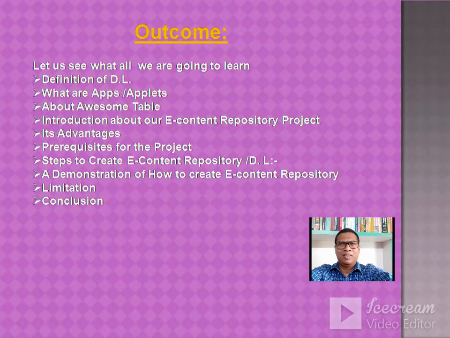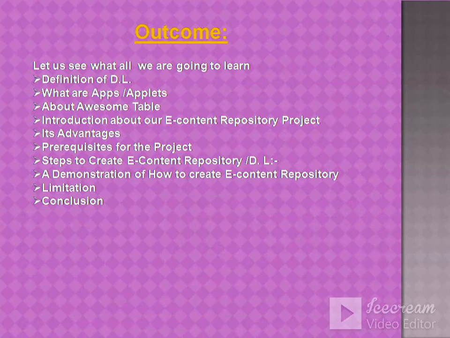Definition of digital library, then what are the different apps and applets, then about Awesome Table, introduction about our e-content repository project, its advantages, then what are the prerequisites for this project, then steps to create the e-content repository, then the actual demonstration of how to create the e-content repository, then what are the limitations of this project, and lastly the conclusion.